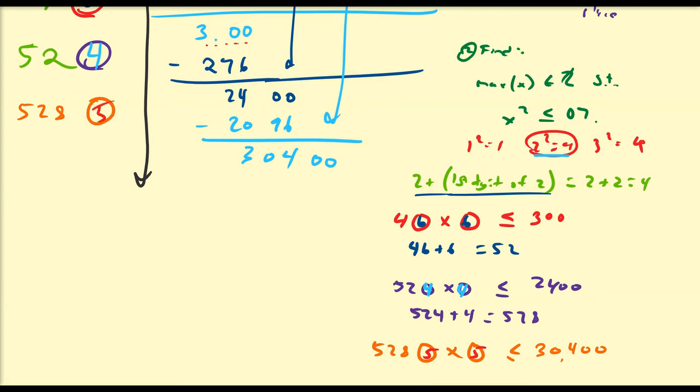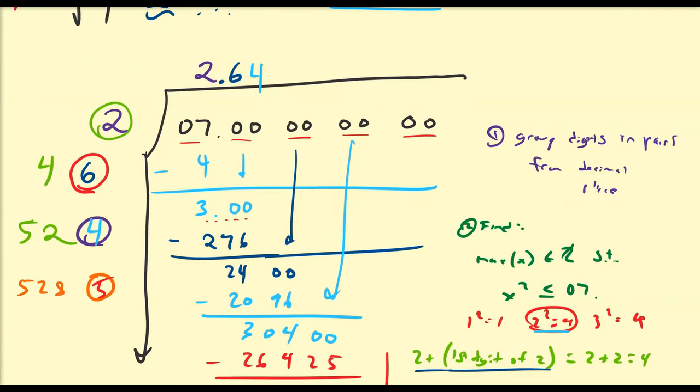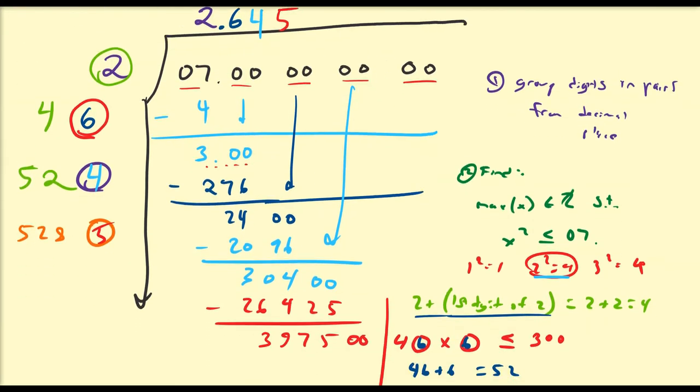So one can find that 5285 times 5 is going to be equal to 26,425 with a difference of, let's see, what is that? That's going to be 3975, and then we're going to bring down another grouping of zeros. And this magic number 5 we can throw up here now, right?